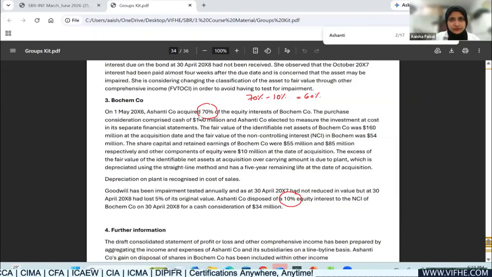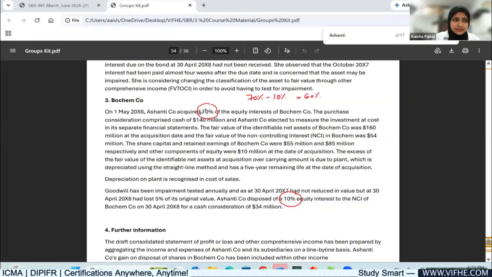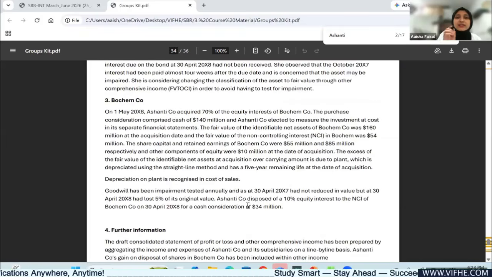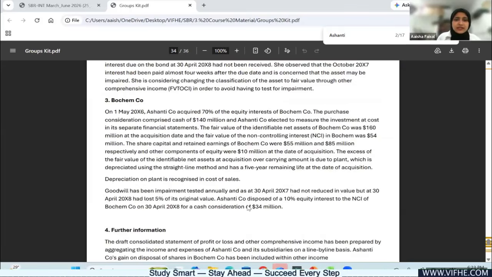No, you don't. You don't have the gain reporting. So, what was done, I'm just giving you a brief of what was done in Ashanti. What was done in Ashanti was that they had identified what is the gain on disposal of these 10% shares that was taken in the single entity statement of Ashanti.